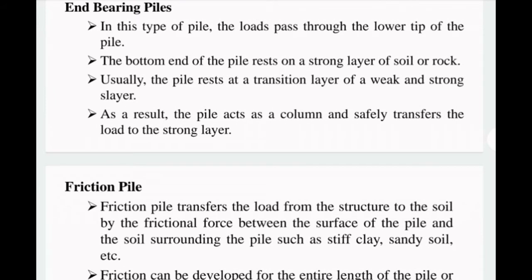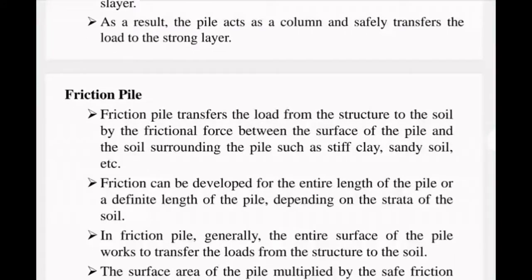It is a type of pile where the load is passed through the lower tip of the pile. The bottom end of the pile rests on a strong layer of the soil or rock. Usually the pile rests at a transition layer of a weak and strong layer. Next we are going to see the friction pile.